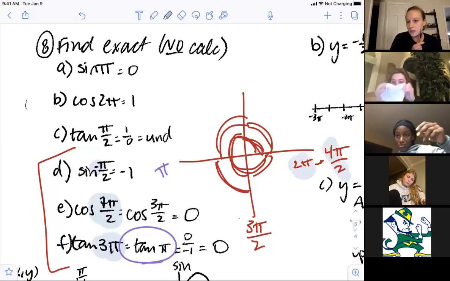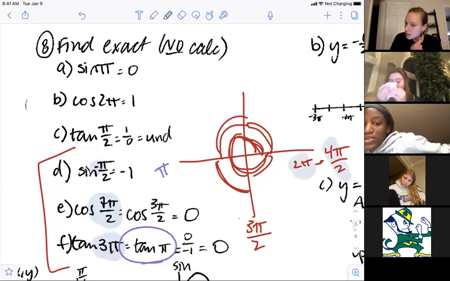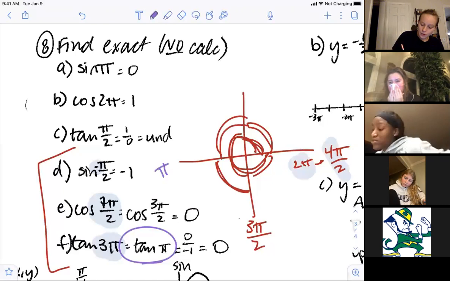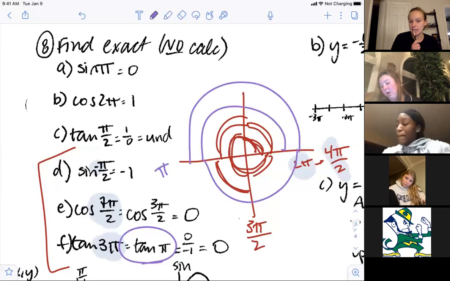Lex, what was your question? Can you show the 3 pies again? Mm-hmm. So here's 1 pi. Right? Okay, sorry. Here's 2 pies. And then I have to go 1 more pi, which is back at 180.